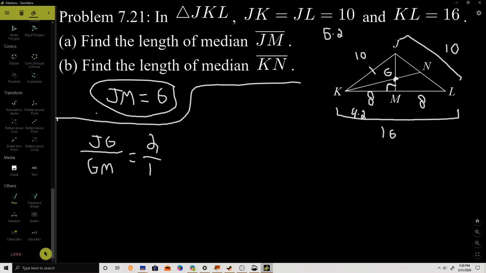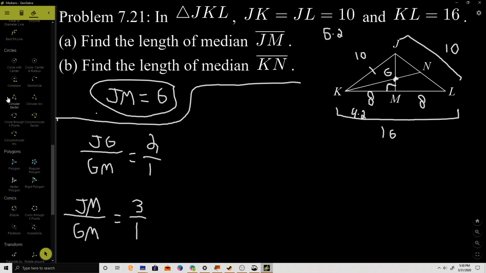Now, unfortunately, I do not know what JG is, but I do know what JM is. So, if JG over GM is a 2-to-1 ratio, the entire thing would have a 3 to whatever ratio. So if I was comparing it with JG, it would be a 3-to-2 ratio, but since I'm comparing JM with GM, it's going to become a 3-to-1 ratio. That's like how we did it in the last problem.